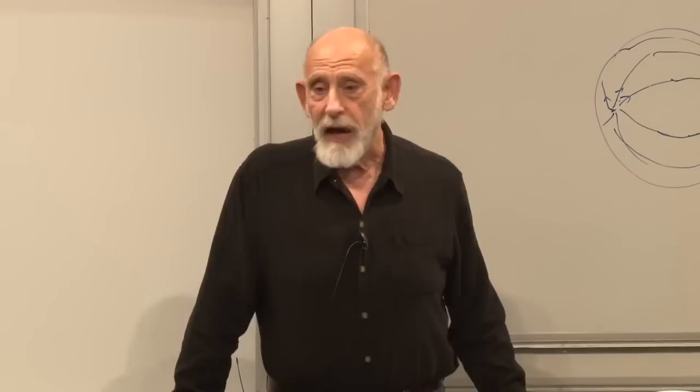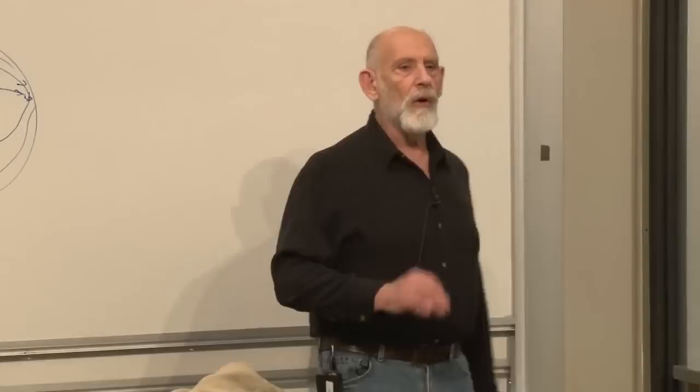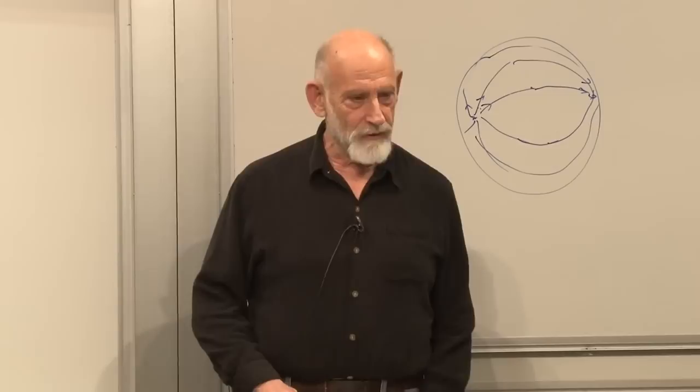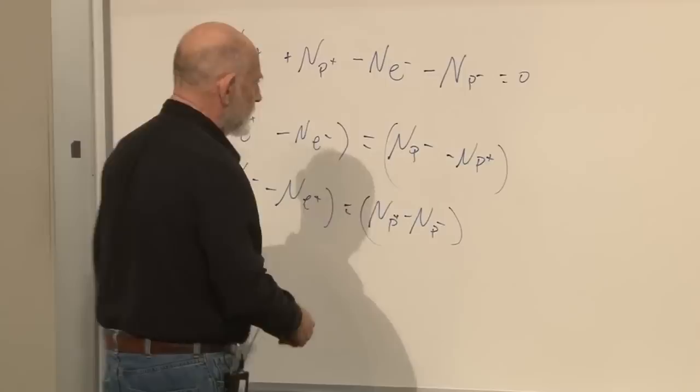The universe expanded fairly slowly, and there was plenty of time for them to find each other, by and large, and annihilate each other, and all that was left over was the slight excess. So the question became not why there are so many photons, but why was there this tiny excess of 10 to the minus 8? In other words, the number of protons minus the number of antiprotons.